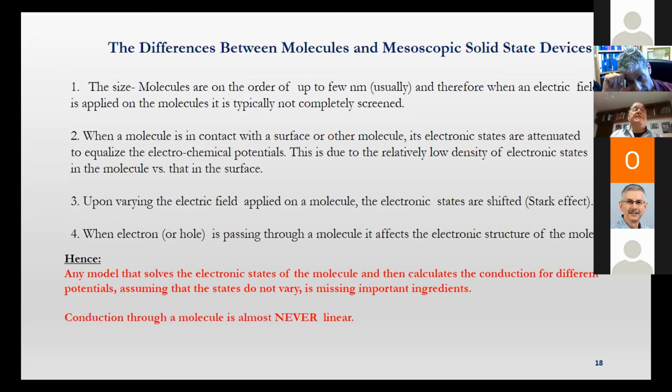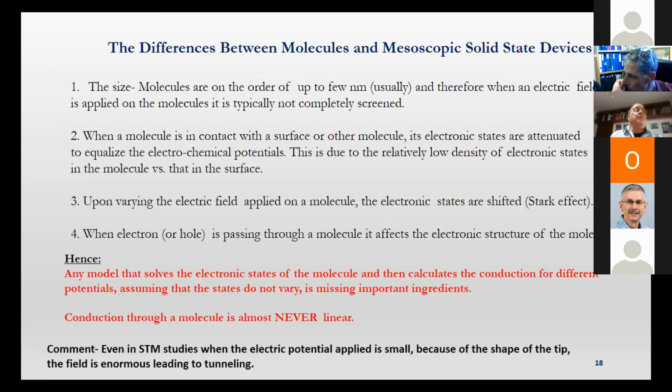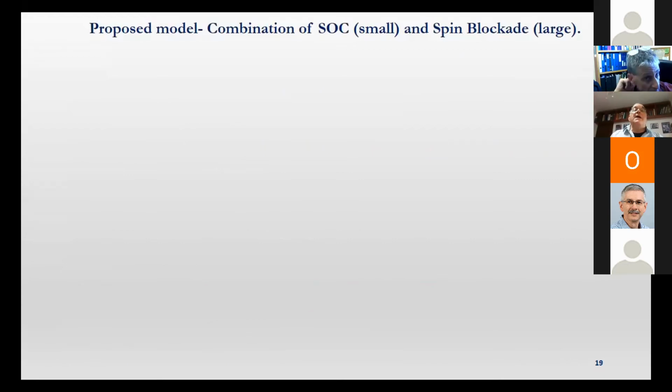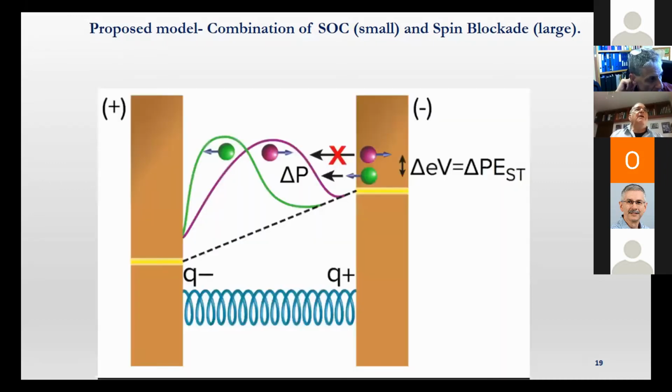So we see from this that because the field itself changes the molecule, the conduction through molecules will almost never be linear. It will never depend linearly on the voltage, and the electronic structure should be calculated with the extra charge, with the contact, and everything else included. So I'm not going to show you now a full theory. I want to give you a hint how the story looks as far as I understand it.